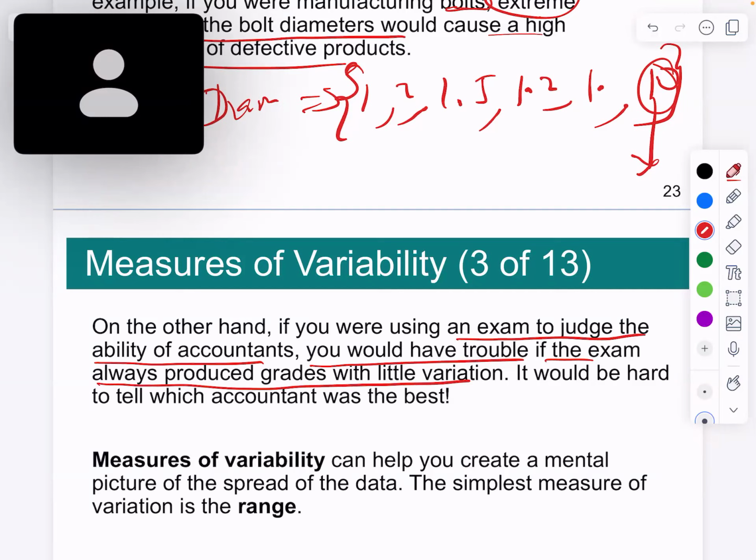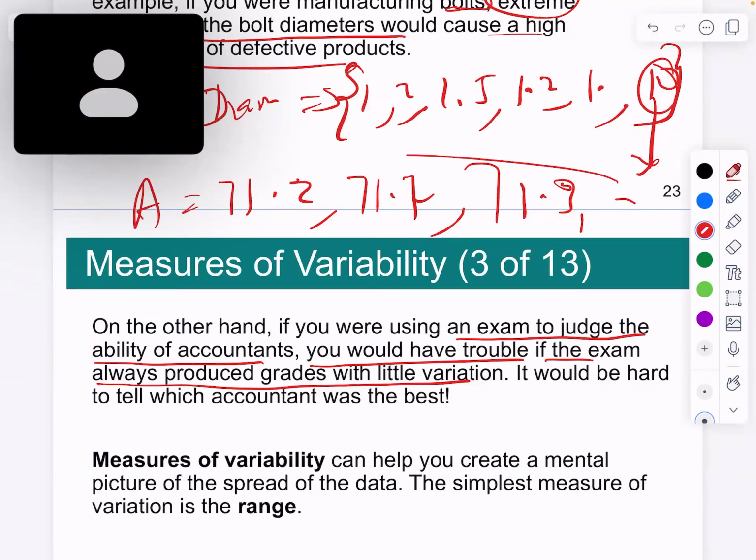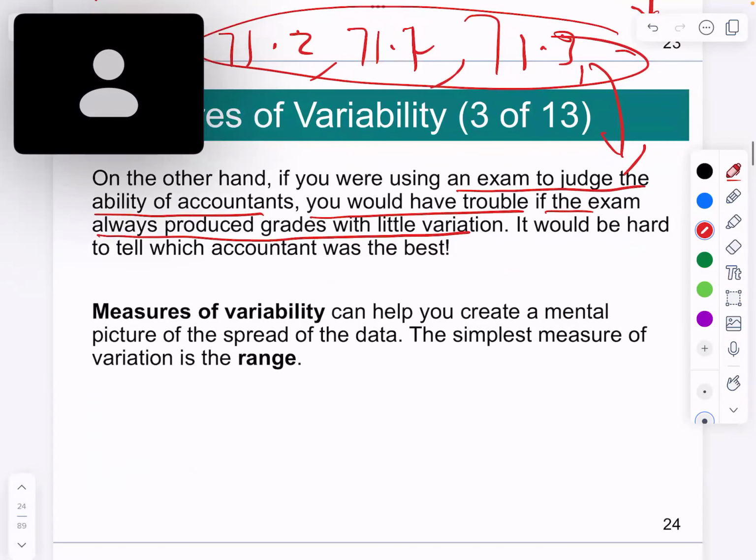In other words, now you are looking for the best students, and they all have like 71.2, 71.1, 71.3, very close. So it's going to be hard. Now, the variation here is very minimal. In this case, it will be hard for you to make a judgment. Okay? So measures of variability can help you create a mental picture of the spread of the data.